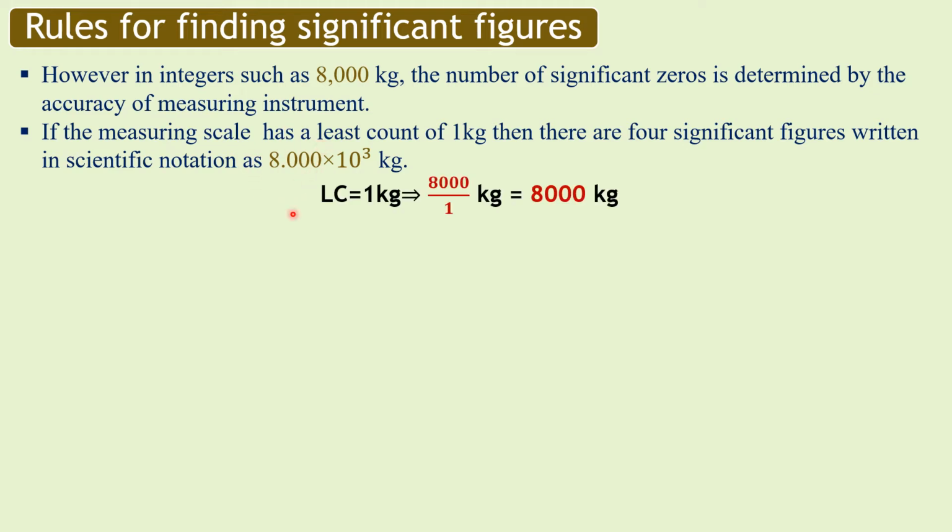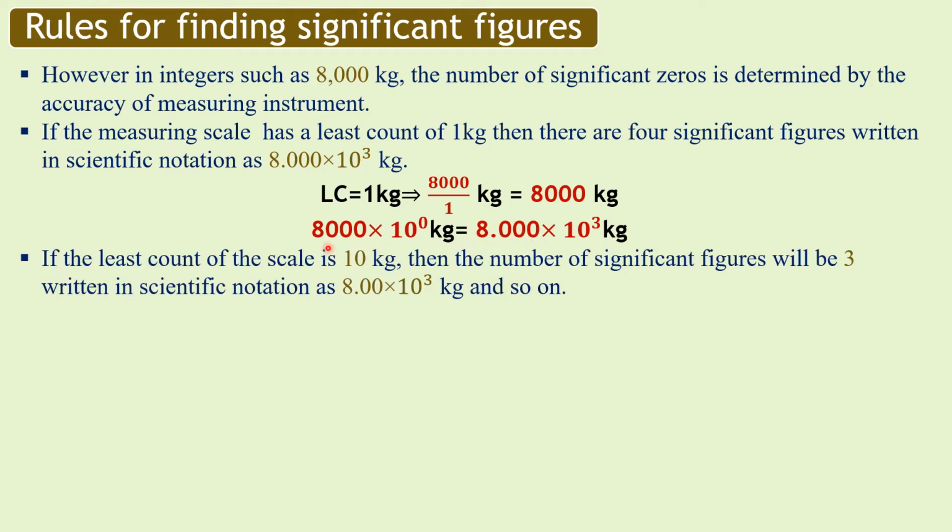We can understand it with the help of this mathematical expression. Just divide the measured value of weight, which is 8000, by the least count of the measuring instrument, that is 1 kg. We get 8000 kg. By writing it in scientific notation, we shift the decimal point towards the left side of the value 8000 and we get 8.000 exponent 3 kg. So there are 4 significant figures. If the least count of the scale is 10 kg, then the number of significant figures will be 3, written in scientific notation as 8.00 exponent 3 kg, and so on.